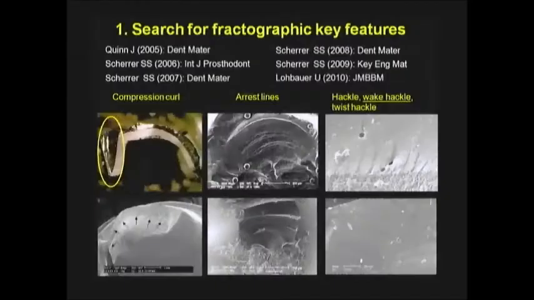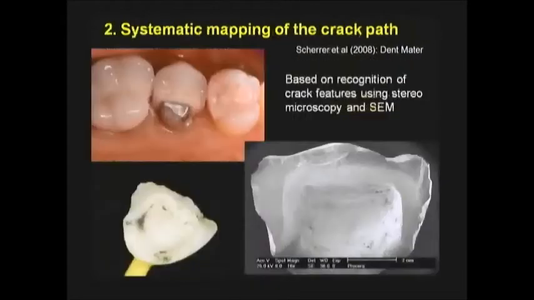So in essence, there are a certain amount of features that will be the key to success to know what's going on in clinical failures: compression curl, arrest lines, hackle, mainly wake hackle, and twist hackle. There are a couple of publications you can read in which we have described these with examples. But let's have a look at the real case.